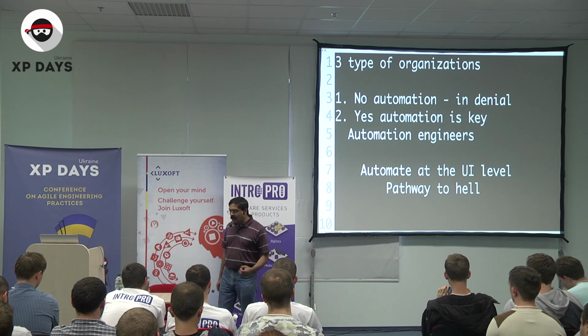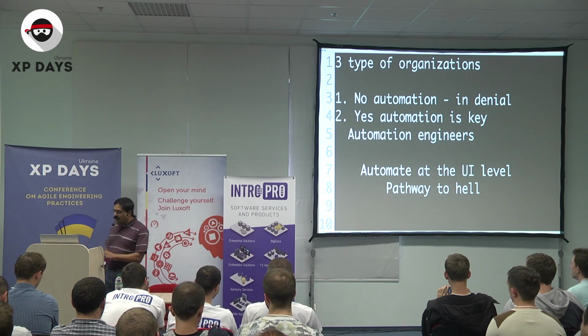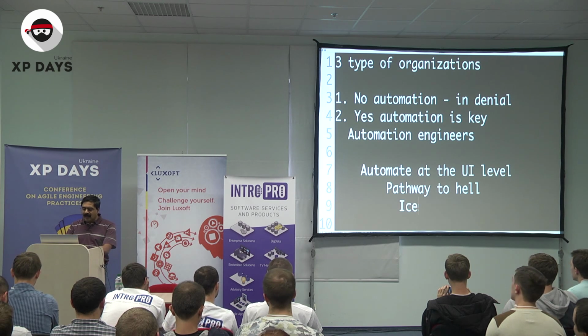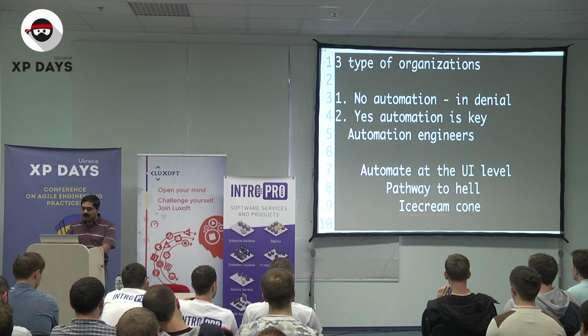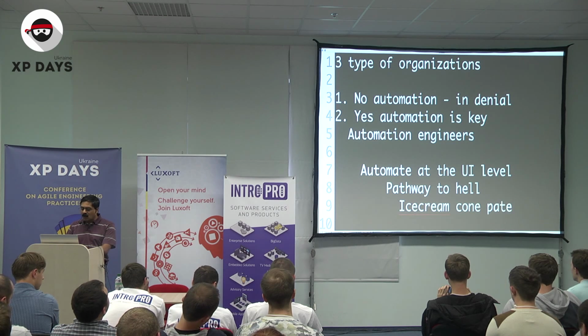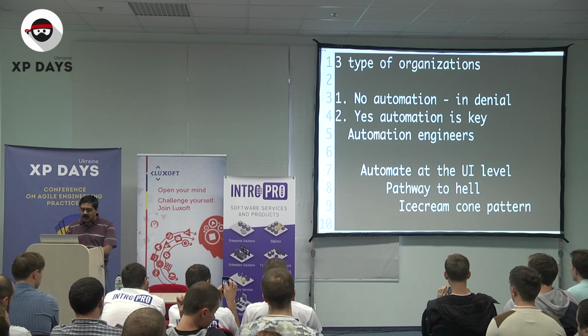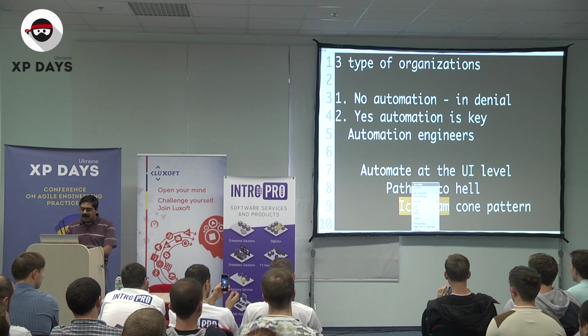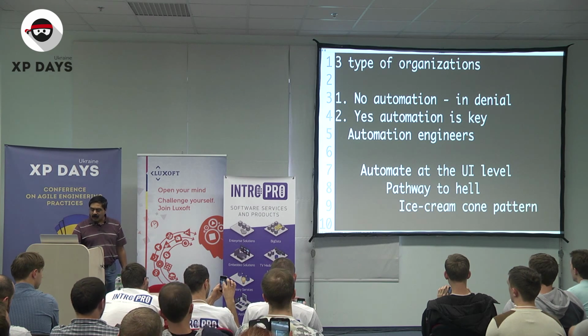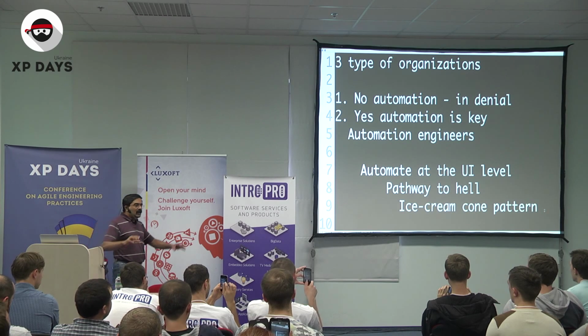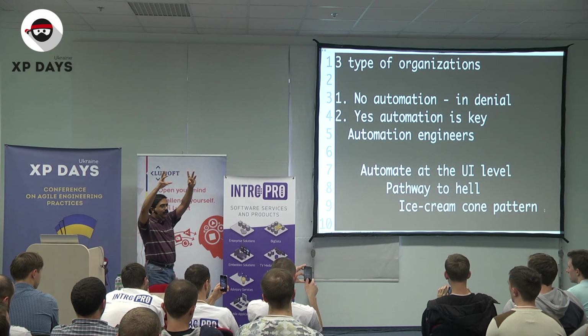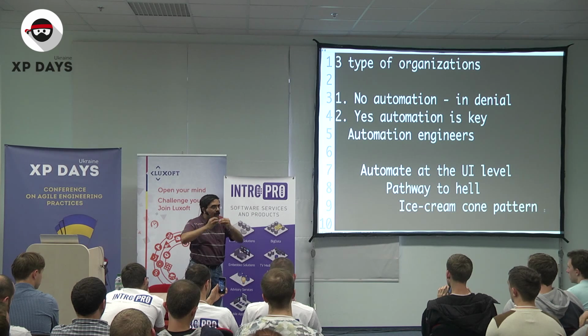Now there is a name for this as well. You can Google for this. This is called the ice cream cone pattern. Now don't be fooled by the word ice cream cone, because the ice cream cone here is actually an anti-pattern rather than being a pattern. And the ice cream cone pattern says you do a lot of testing at the top level and you do very few tests at the bottom level.